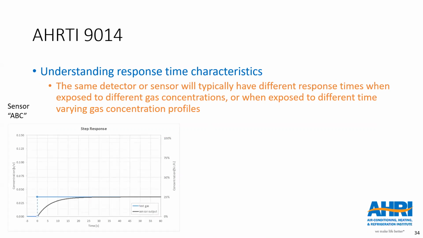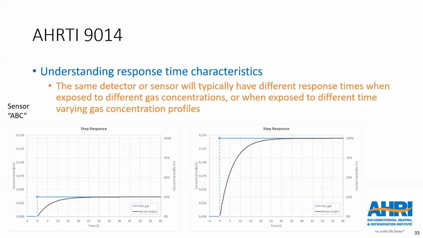So here we have a hypothetical sensor model ABC, which has an output response when exposed to a gas concentration that is 25% of the lower flammability limit, or LFL. This very same sensor has the response curve on the right when exposed to a higher concentration of 100% of LFL. And in both cases, the sensor has a T90 rating of 13.8 seconds, whether it's exposed to 25% of LFL or 100% of LFL. What's happening here is that the higher concentration drives the sensor output to increase more quickly with time, and the initial slope of the response is steeper.